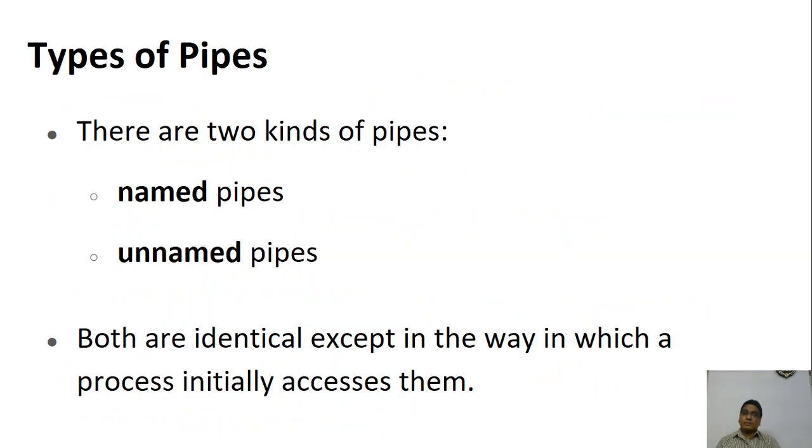There are two types of pipes which are used in the Unix world. One is the named pipe and the other one is the unnamed pipe. Both are identical. The only difference between the named pipe and the unnamed pipe is how they are initialized before accessing them, because an unnamed pipe does not have a name, it gets initialized only when you are using it.